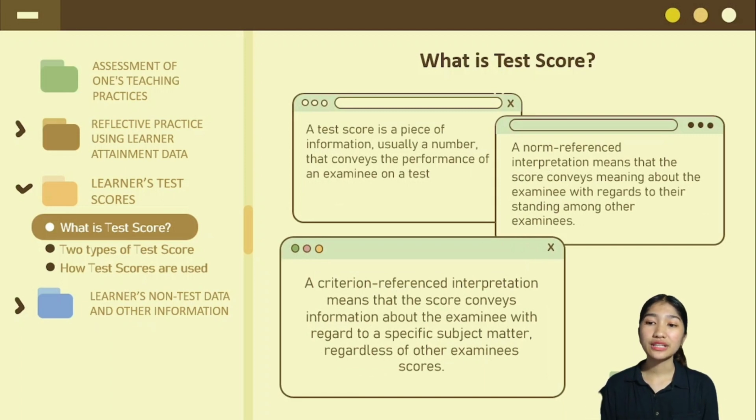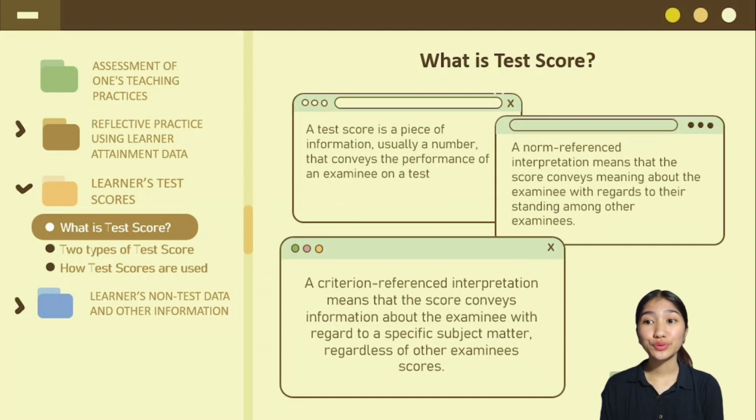Another is the criterion reference interpretation, which means that the score conveys information about the examinee with regards to specific subject matter regardless of other examinee scores. So compared to the norm reference interpretation, sa criterion reference naman, dinedisregard natin yung test scores ng other students, but rather nakapokus siya sa student's progress, kung ano lang ba yung natutunan ng isang bata, ano-ano ba yung skills na na-acquire niya, ano ba yung knowledge na nakuha niya.